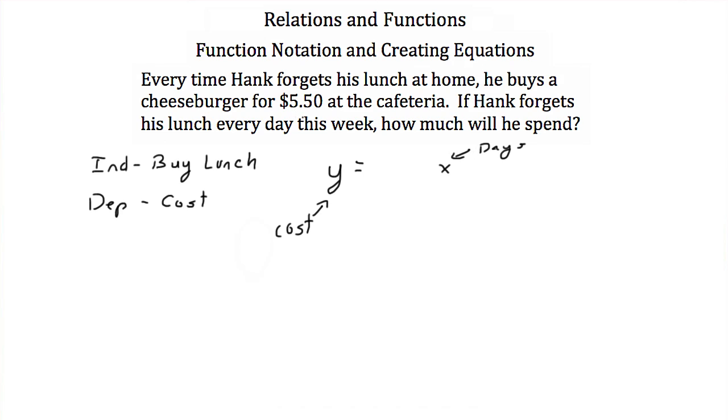Now, if he spends $5.50 every day he forgets to bring his lunch, then his total cost would be $5.50 times the amount of days he has to do it. So if Frank were to forget his lunch all 5 days this week, then his cost would be 5.5 times x, or times 5 for 5 days, which would be $27.50.